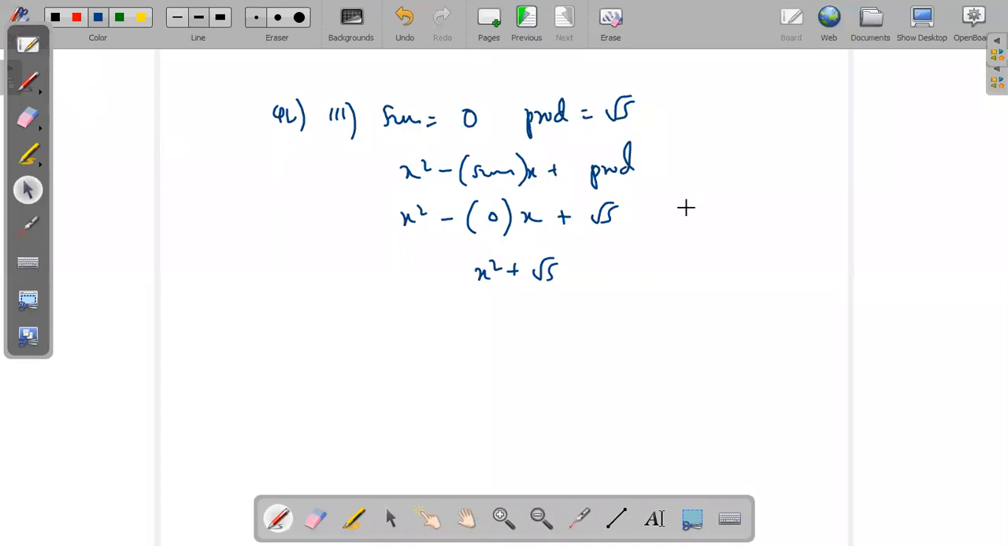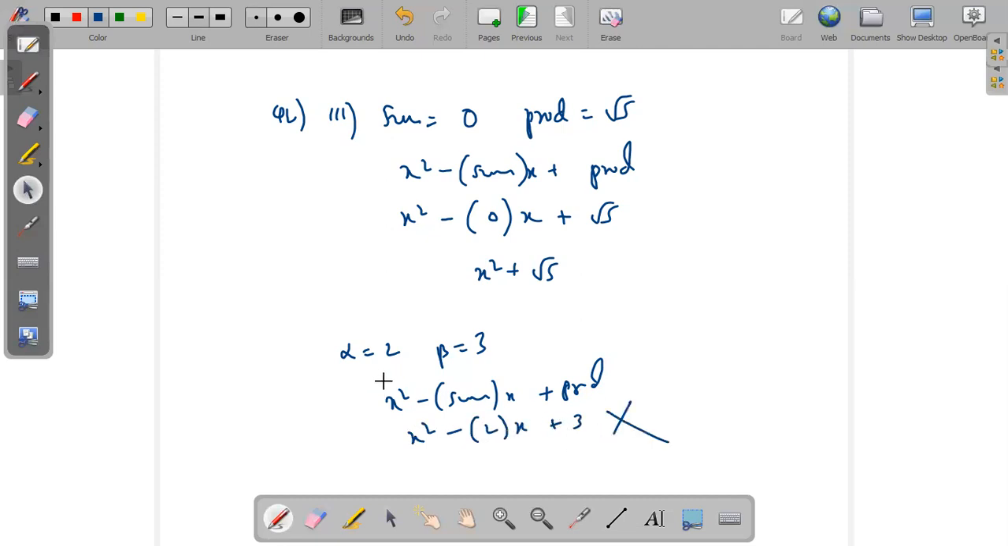Another precaution that you have to take is that sometimes they will give you alpha and beta. So alpha is 2 and beta is 3. Find a quadratic polynomial. Most of the people know this x square minus sum x plus product, the formula that I have given just now. And what they are going to do, they're going to write this as x square minus 2x plus 3. This is absolutely wrong, because this is not the sum and product. These are the zeros.